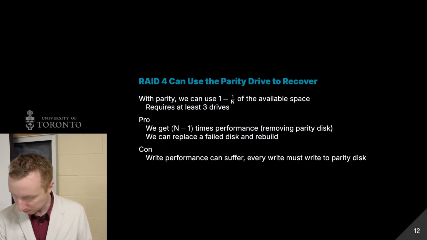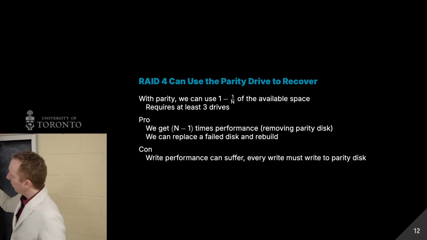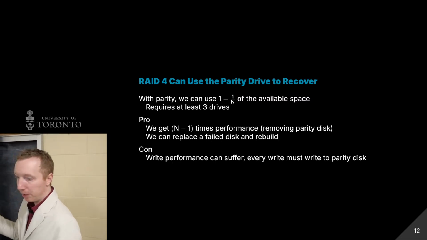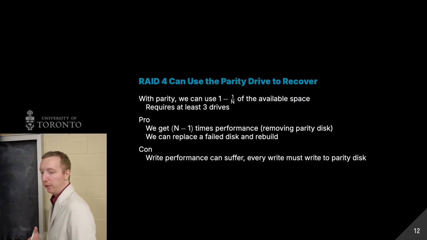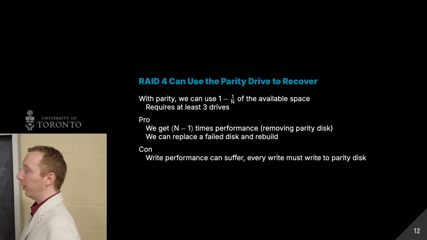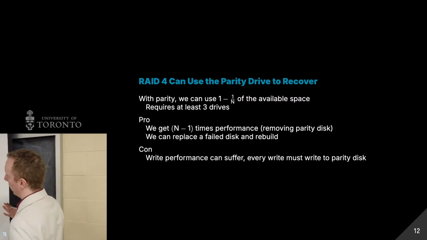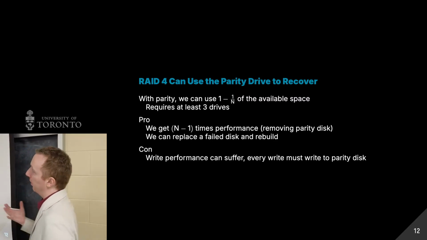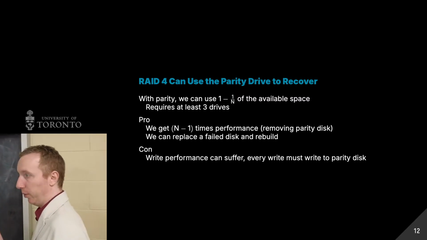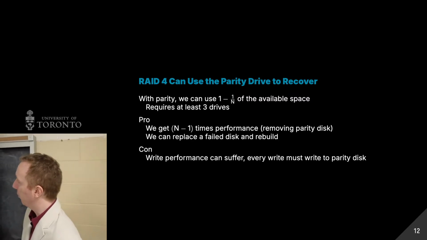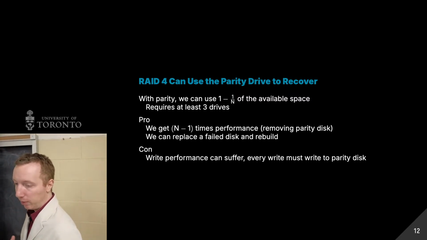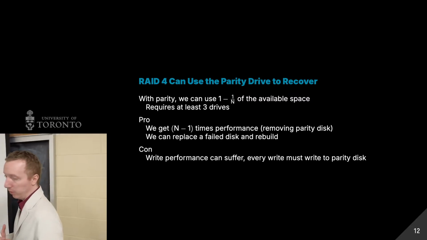So in RAID 4, we can use that parity drive to recover information. So we can use basically all of our space minus 1 disk. So if we had 4 disks that were each 20 terabytes, and we use this to store our files, we could actually use 60 terabytes of space. And in this case, we require at least 3 drives to be able to do this.